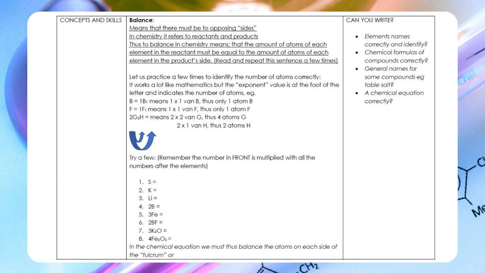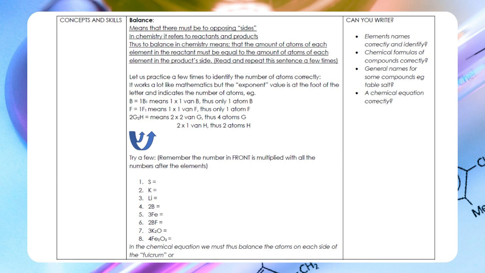Let us practice a few times to identify the number of atoms correctly. It works a lot like mathematics, but the subscript is at the foot of the letter and indicates the number of atoms. For example, B1 means 1 times 1 of B, thus only one atom B. F1 means 1 times 1 of F, thus only one atom F. 2G2H means 2 times 2 of G, thus 4 atoms G. 2 times 1 of H, thus 2 atoms H.